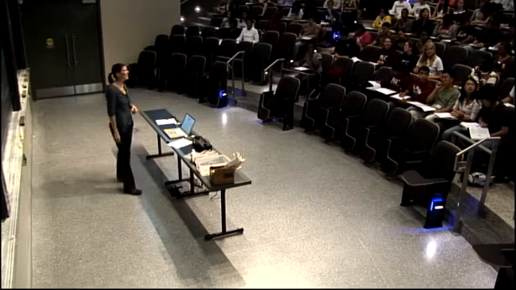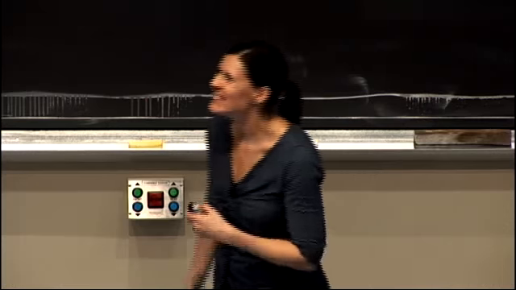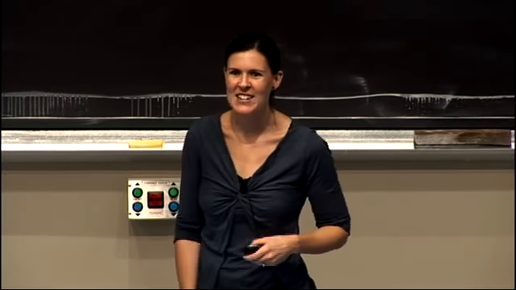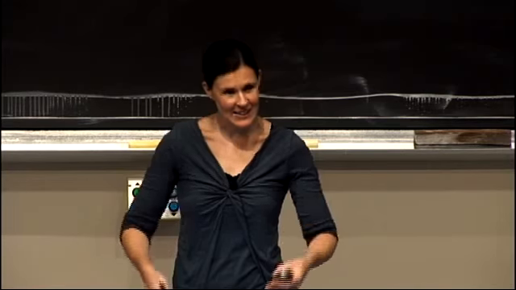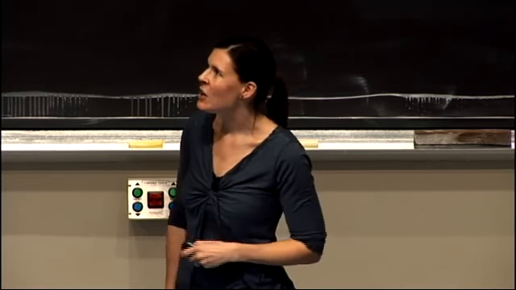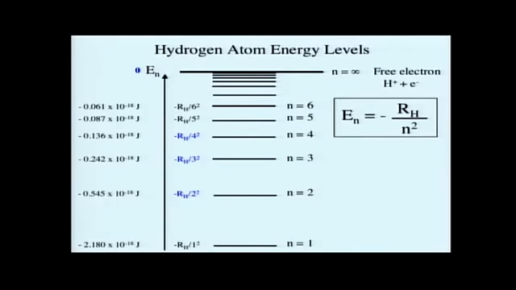Yep, so I think the compilation of voices that I heard was negative RH over 2 squared. We can do the same thing for 3. Negative RH over 3 squared is going to be our binding energy. For 4, we can go all the way up to infinity. And actually, when we get to the point where it's infinity, what we find is the binding energy at that point is going to be 0.